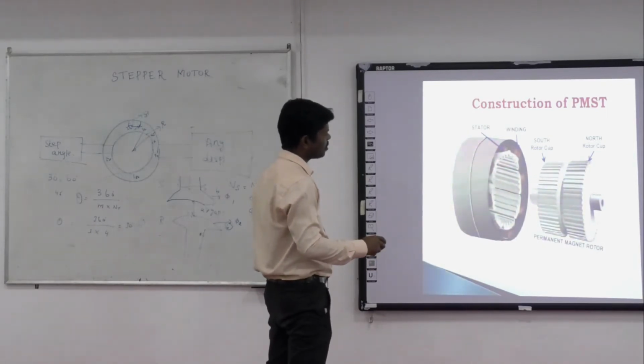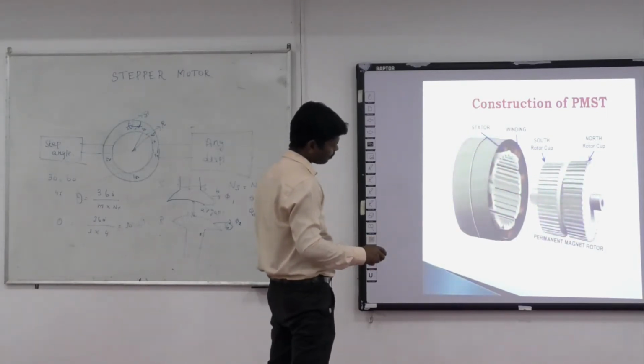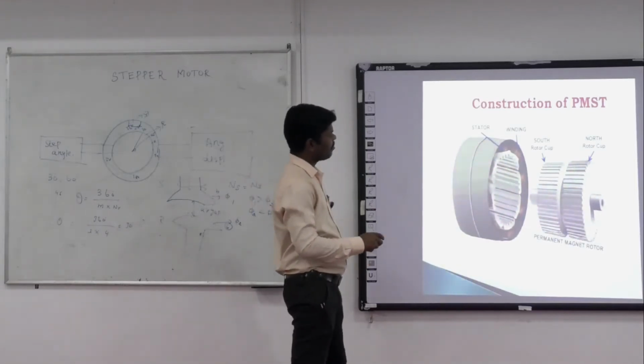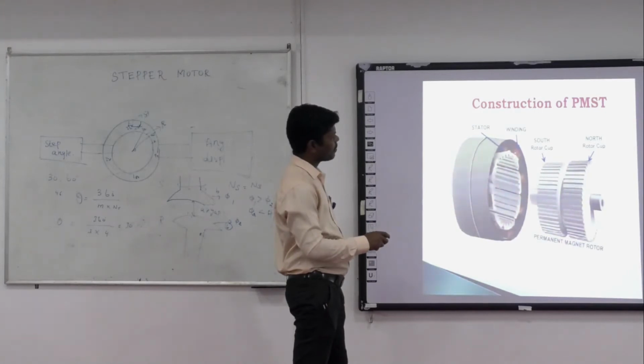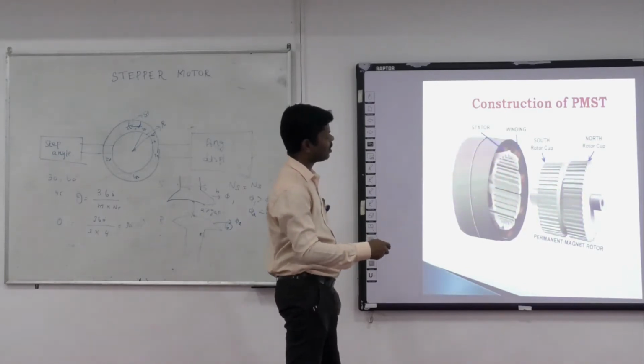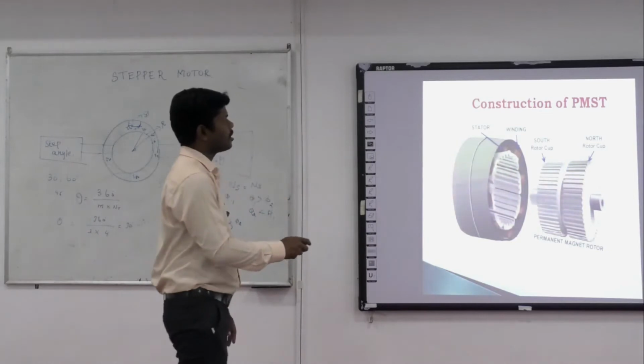Inside, this part is called the slots. So, rotor slots. The coil can be wound here. This is called the stator. So the coil can be wound on these parts, and then the south rotor cup and the north rotor cup are both fitted inside the rotor. Then this is the construction of the permanent magnet rotor.